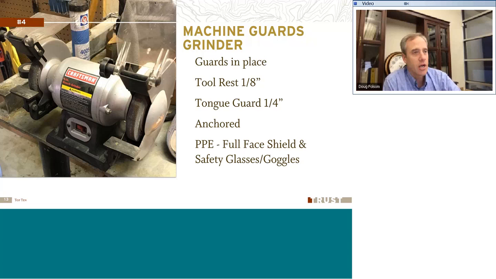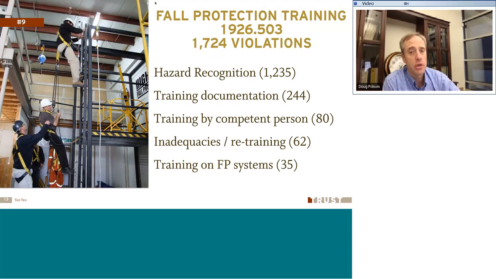So make sure that your tongue guards and your tool rests have the appropriate gap adjustments: 1/8 of an inch between the tool rest and the stone, and 1/4 of an inch between the tongue guard above the stone, as well as making sure they're anchored, that face shields and eye guards are in place, and that safety glasses are available. An important thing to remember on your bench grinders is that you are required to use both safety glasses and a full face shield when you're operating this equipment. Lots of times we have one or the other, but you're actually required to use both of those together.